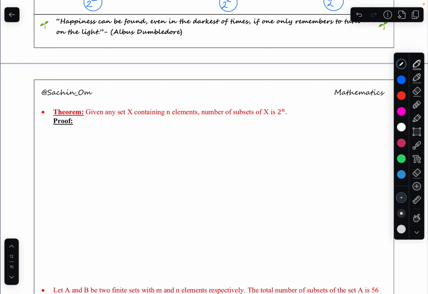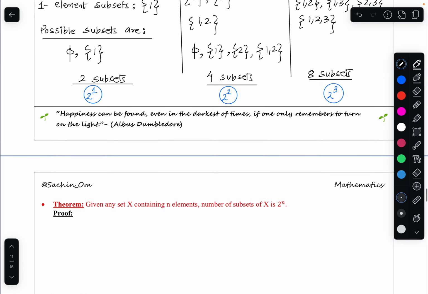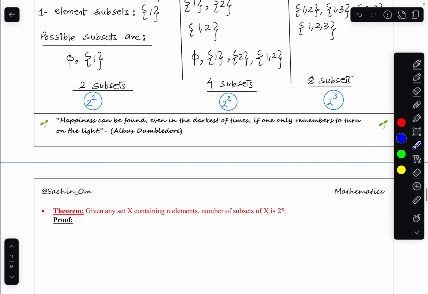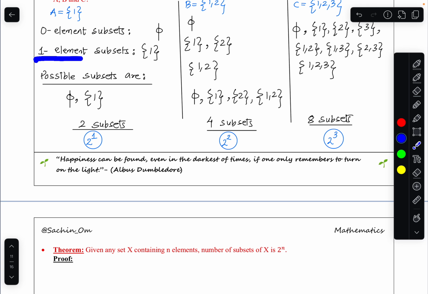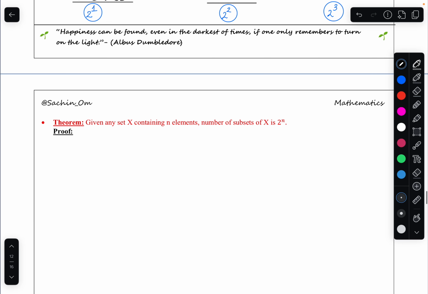So let's see how to do this thing. I've been given a set X which contains n elements in it. I want to prove that the number of subsets of X is 2 to the power n. To do this, I'll just follow the steps that I had used here. First, I wrote 0 element subsets, then 1 element subsets, then 2 element subsets, then 3 element subsets, and so on. So that's what I'm going to do here.